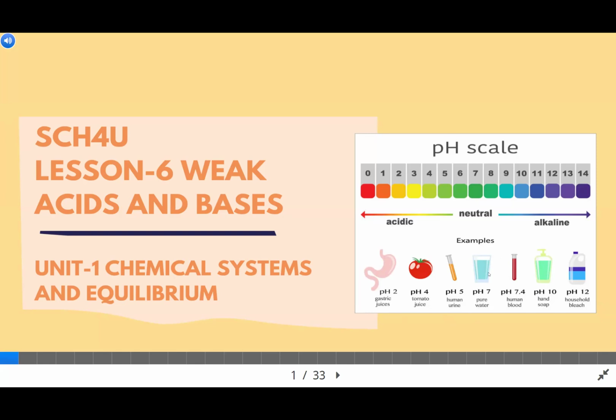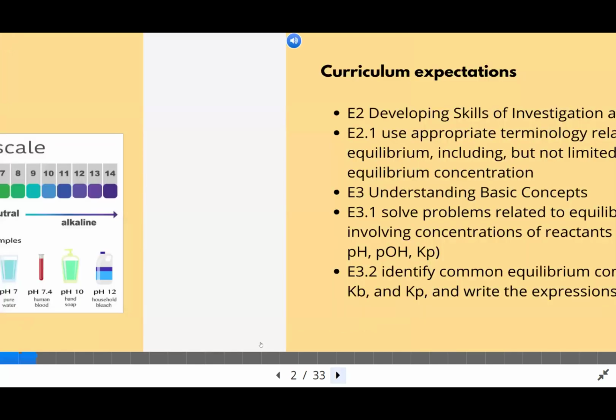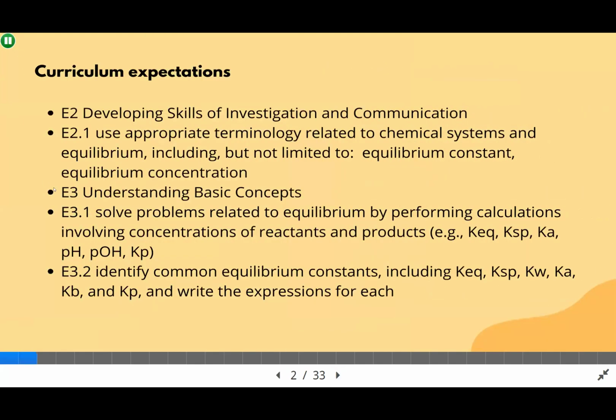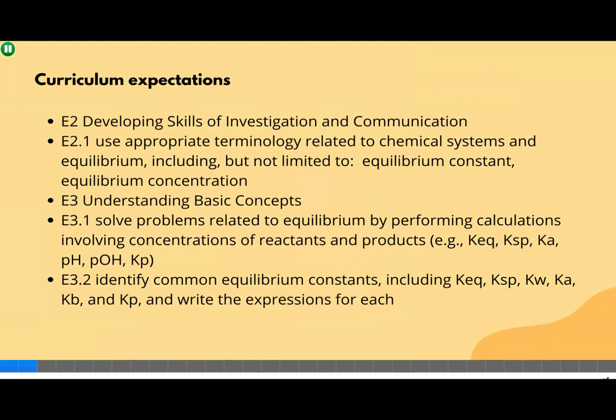Pure water is 7 pH. Human blood is pH of 7.4. And then hand soap is pH of 10. And then bleach is pH of 12. So curriculum expectations, similar to the previous lessons, we are using appropriate terminology, solving problems related to equilibrium, identifying common equilibrium constants.